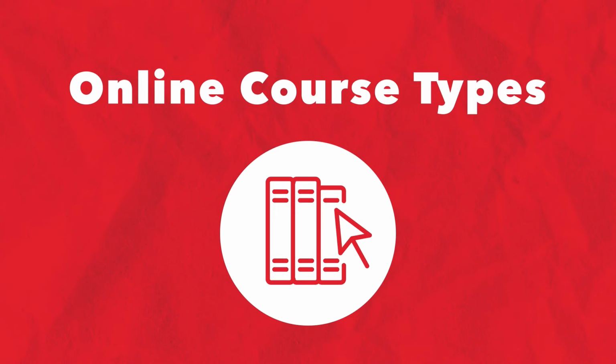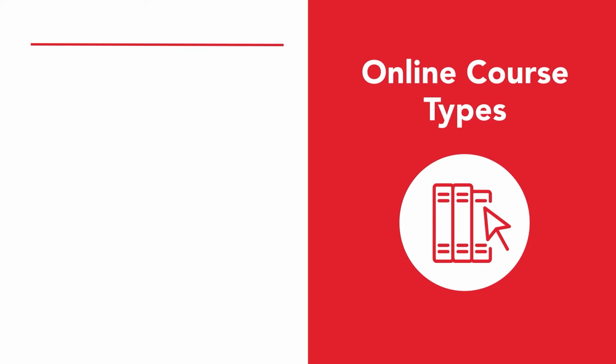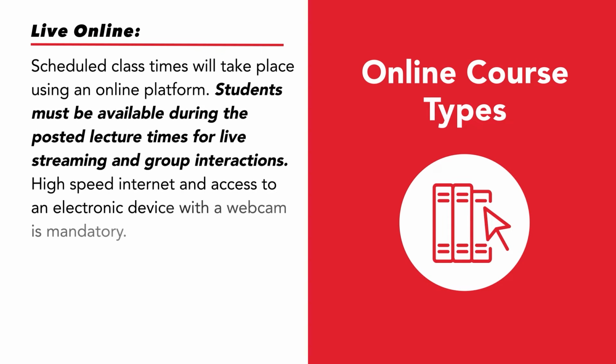Online course types. There are 3 online course types. Live online. With live online courses, scheduled class times will take place using an online platform. Students must be available during the posted lecture times for live streaming and group interactions. High-speed internet and access to an electronic device with a webcam is mandatory.